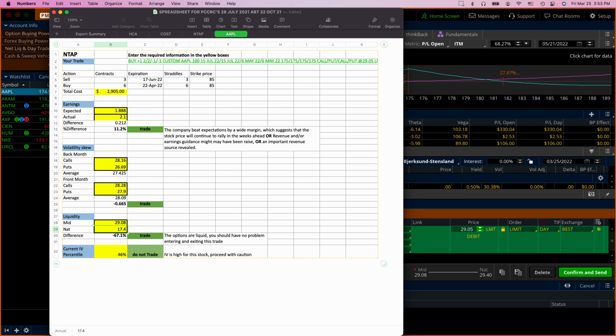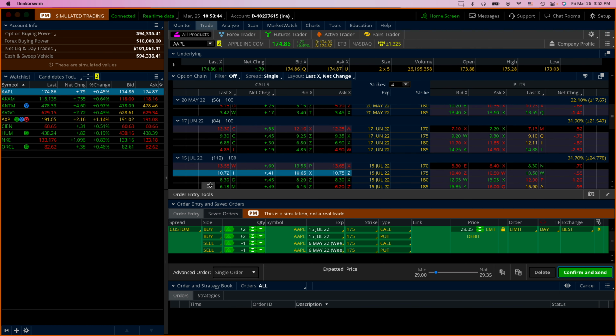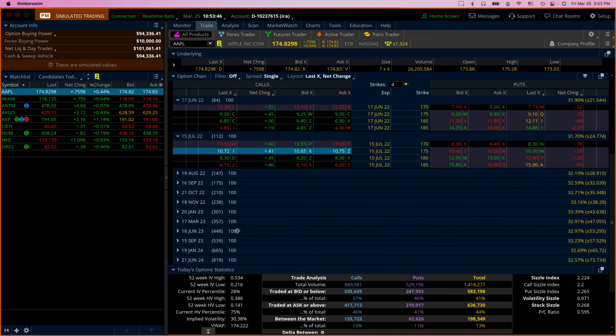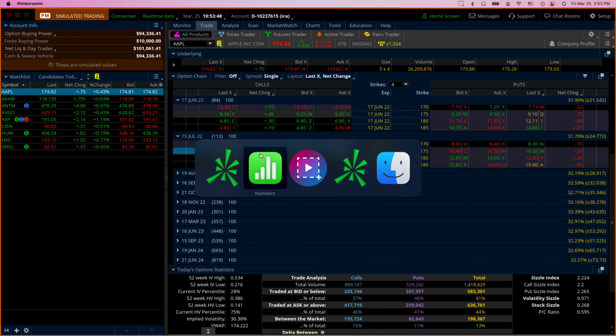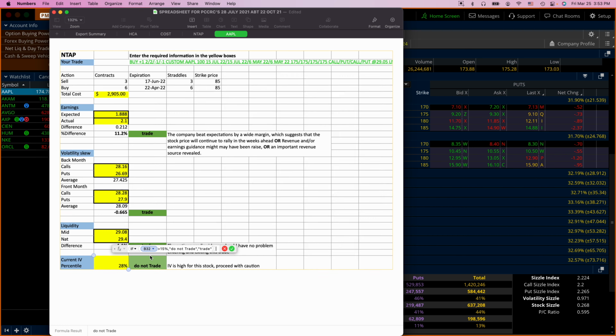$29.08 versus 29.4. Okay, so that's 1%, which is liquid enough. The only thing that is a problem is the current IV percentile, but I'm going to live with it if it's the only problem that I have, because it's 28%. Okay, it's the only thing that doesn't work for me.